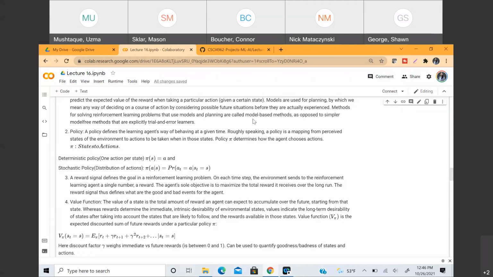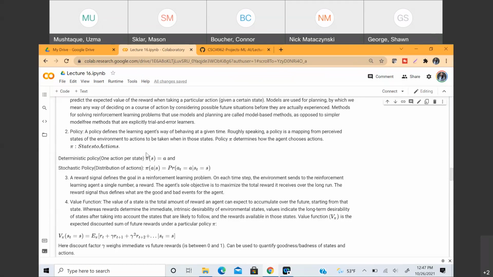Roughly speaking, a policy is a mapping from perceived states of the environment to actions to be taken when in these states. That's why you can have the whole distribution of this. When I'm in state one, this is the choice of actions that I have. According to this policy pi, which we represent using the symbol pi, this is the action I should be taking.